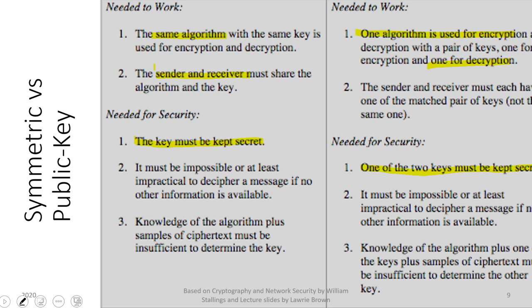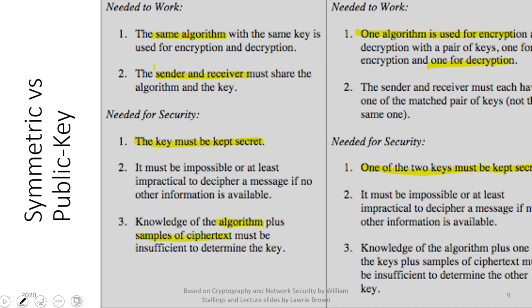In the symmetric key environment, the one key is private. So if we don't have access to the key, but if we have some samples of ciphertext, it should be insufficient to determine the key. So we should not be able to guess the key using the sample of ciphertext and knowing the algorithm, because those are the things that will be known. So just by knowing those two things, we should not be able to determine the key.